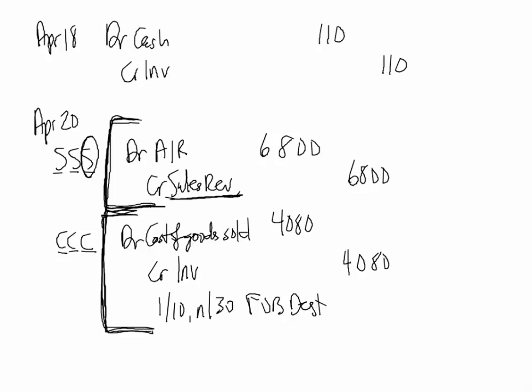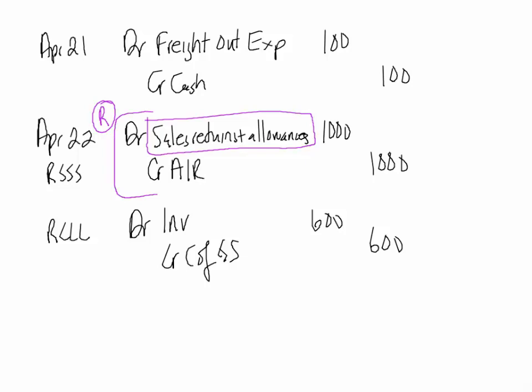Here's the original entry when we sold it, and now here's the return entry. Again, a reversal of the SSS and then a reversal of the CCC. Remember what SSS means: the sales entry to sales revenue at the selling price. The cost entry to the cost of goods sold at the cost of inventory.